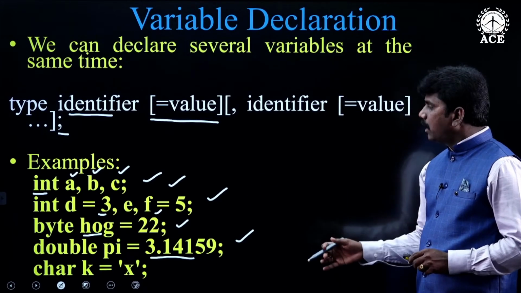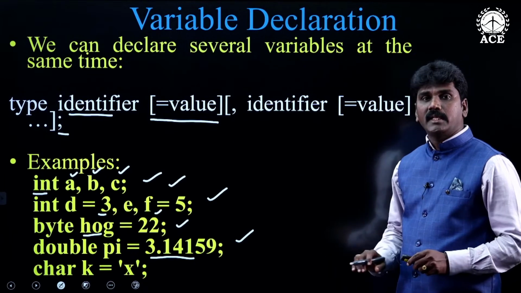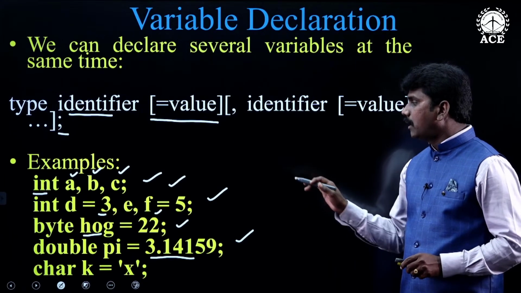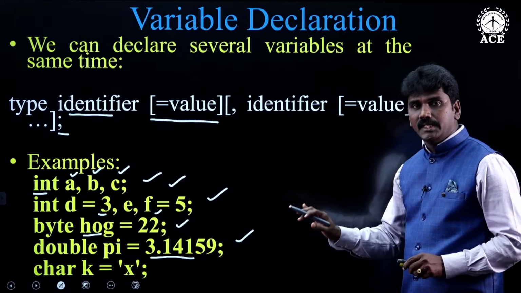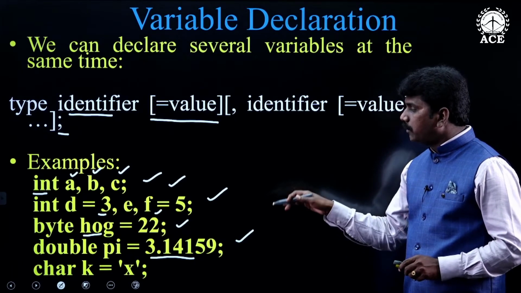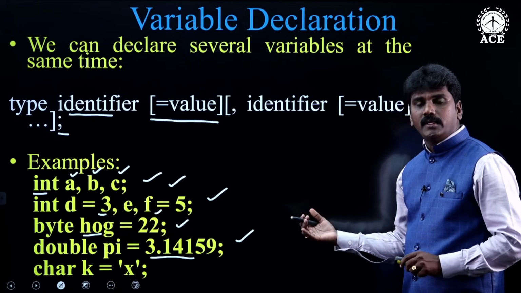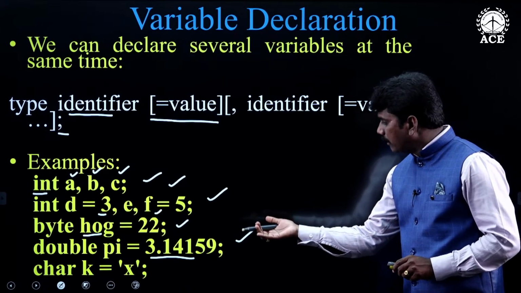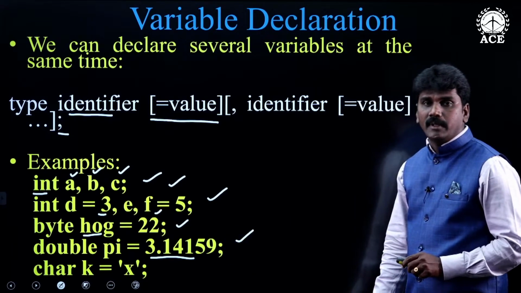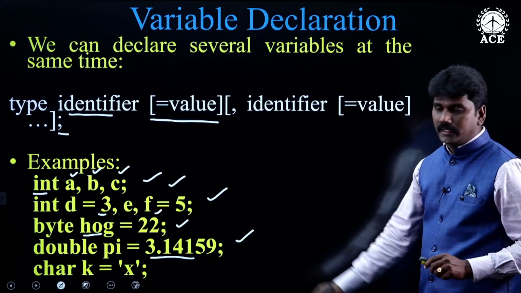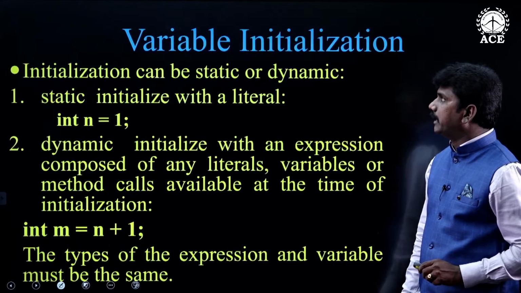Right? Here we have seen how multiple variables can be declared without initialization, how multiple variables can be declared with initialization, how different floating point variables are declared and assigned, and how a character variable can be declared and initialized. Like that we have seen one example here.